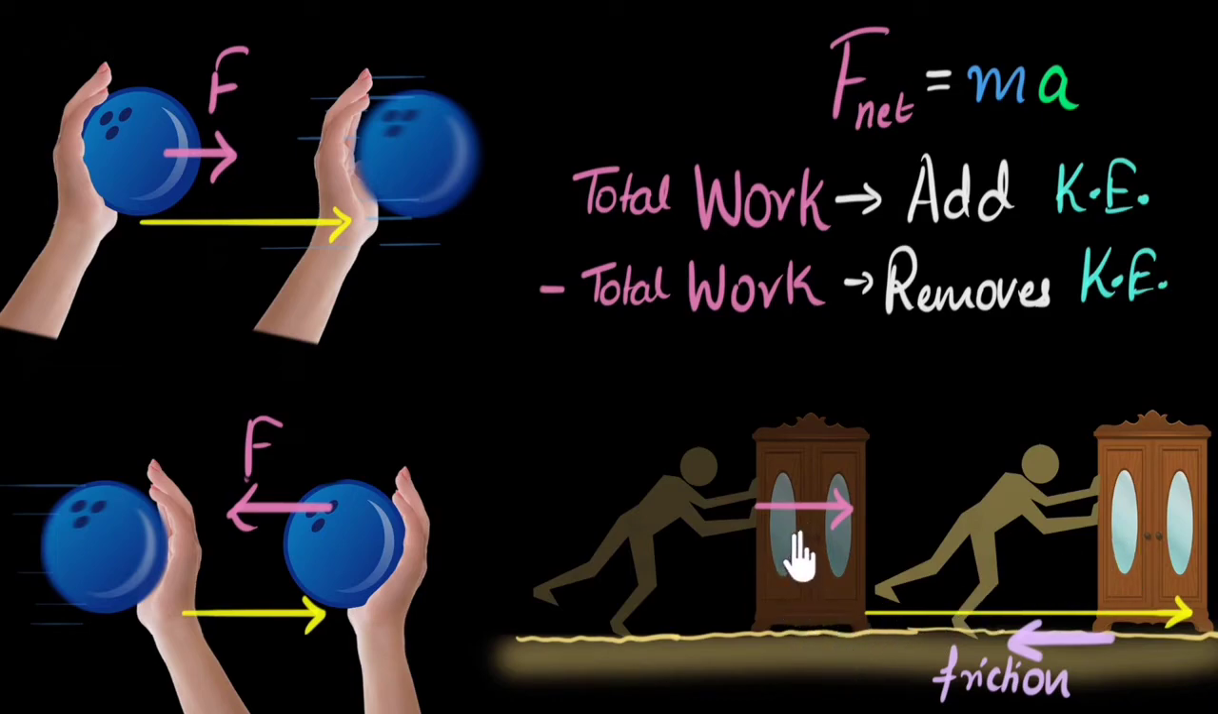Another way I like to think about this is, when you're doing positive work, I like to think that you are adding kinetic energy to the cupboard, but at the same time, friction is removing that kinetic energy from the cupboard. And that's why the kinetic energy didn't change at all.